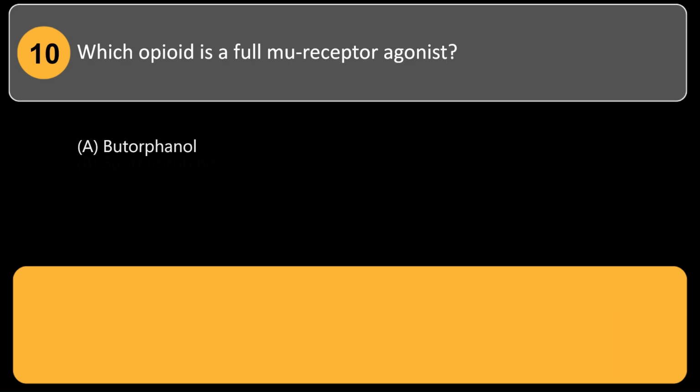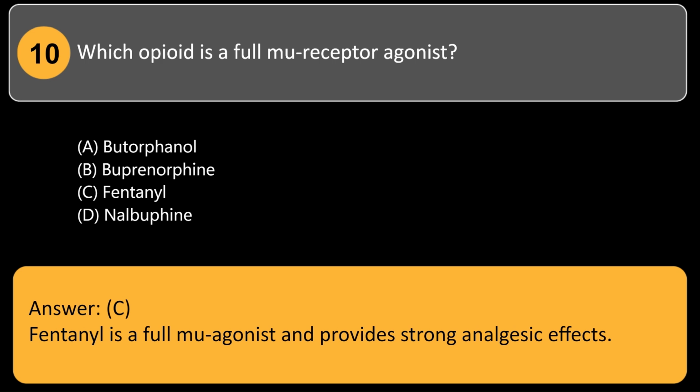Which opioid is a full mu receptor agonist? A. Butorphanol. B. Buprenorphine. C. Fentanyl. D. Nalbuphine. Answer, C. Fentanyl is a full mu agonist and provides strong analgesic effects.